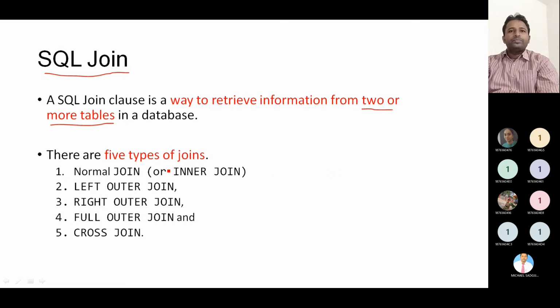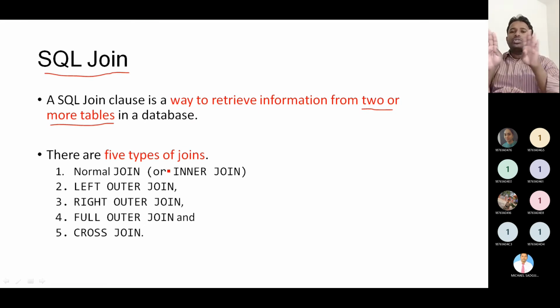In the union, after the first table data, the second table data is combined downwards. But in join, we keep two tables side by side. Union puts the second table at the bottom of the first table. In join, it will be like this: this is one table, this is another table, and those two will be joined side by side.